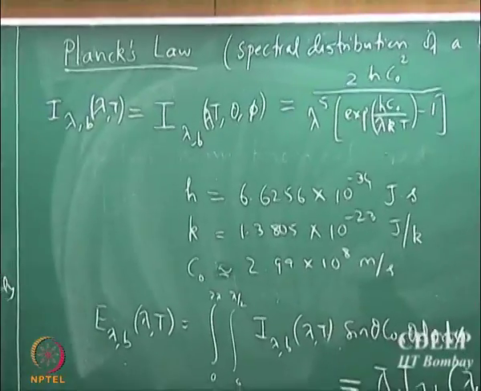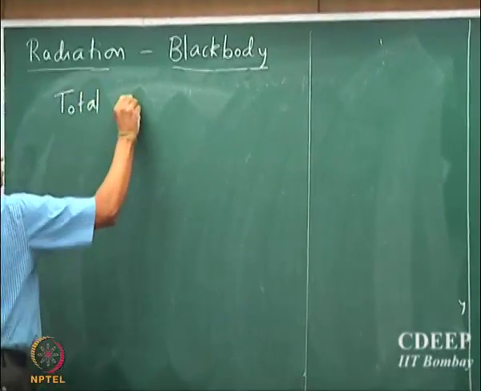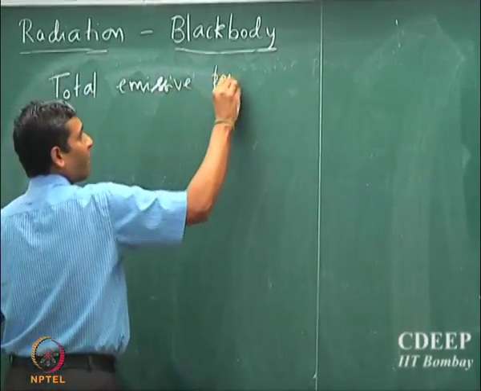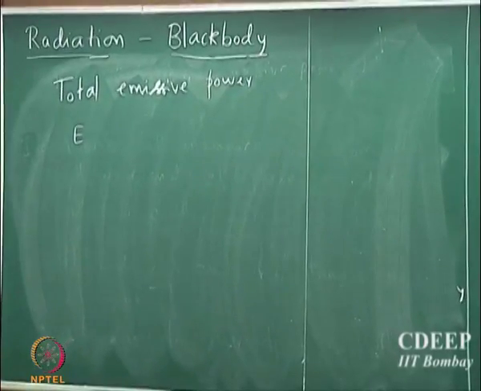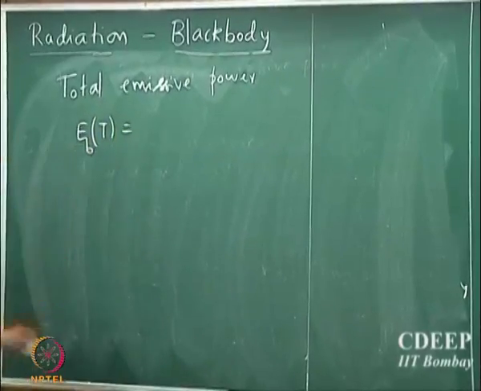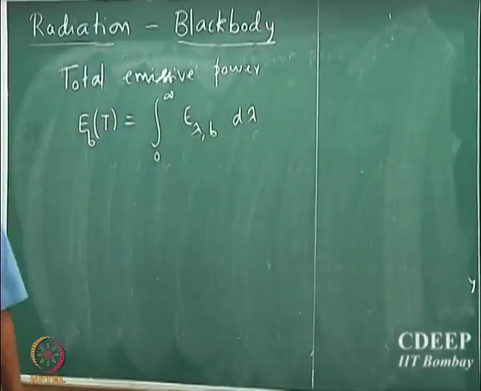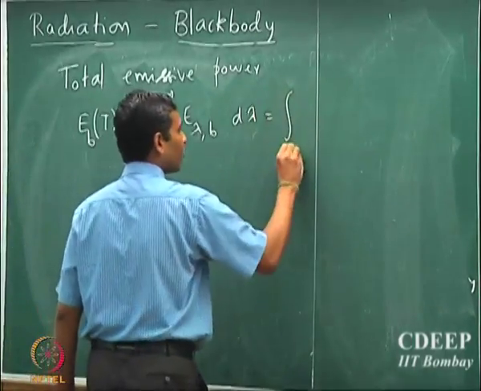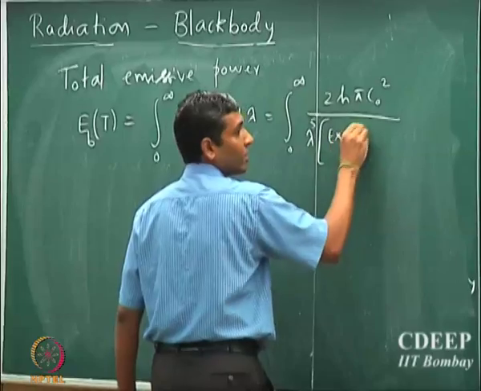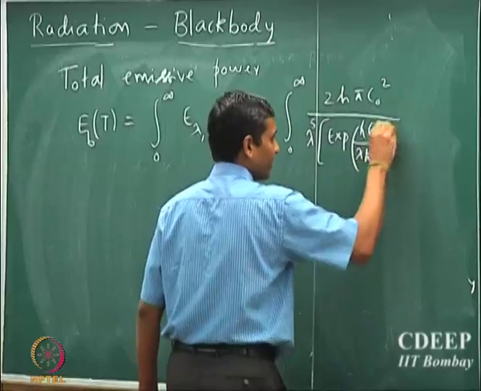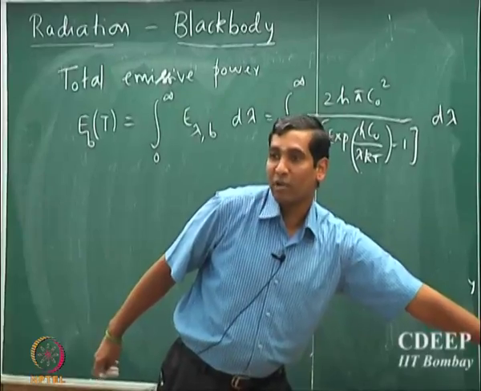Now let us find the total emissive power of a black body. That is given by E, which is only a function of temperature, because we are now going to integrate over all wavelengths. I put a subscript b for black body, integral 0 to infinity, d lambda. When you integrate this expression, that is the integral 0 to infinity of 2 h pi c naught square by lambda power 5, into exponential h c naught by lambda k T minus 1, d lambda. Note that this pi comes from the averaging over all the angular directions.